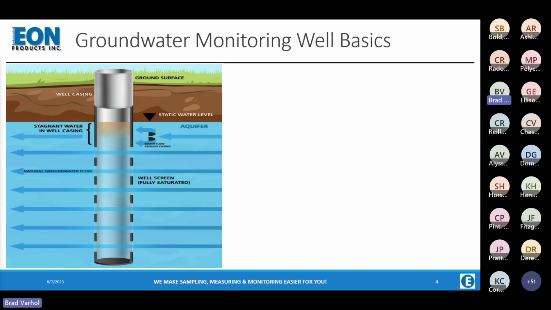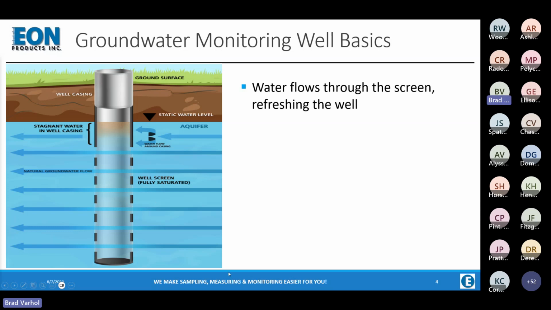Now, there's an adage that water always seeks its own level. So when we put the well screen into the aquifer and it becomes saturated, the water level rises within that screen and into the pipe casing to the same level as it is in the surrounding aquifer. So while we have water flowing through the well screen and constantly refreshing the screen with aquifer quality water, when that same flow encounters the pipe that's installed in the ground, it's diverted around the pipe, and the water inside of the casing can no longer move.